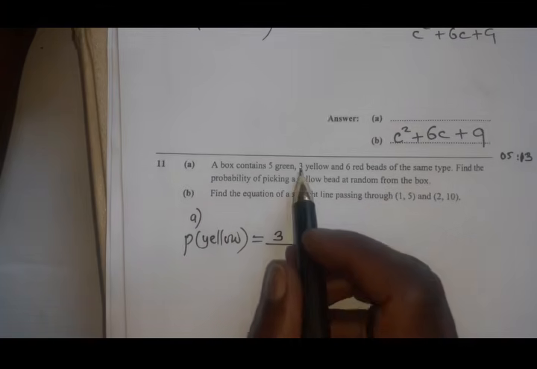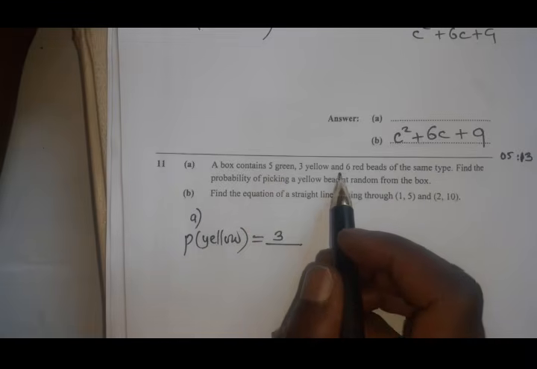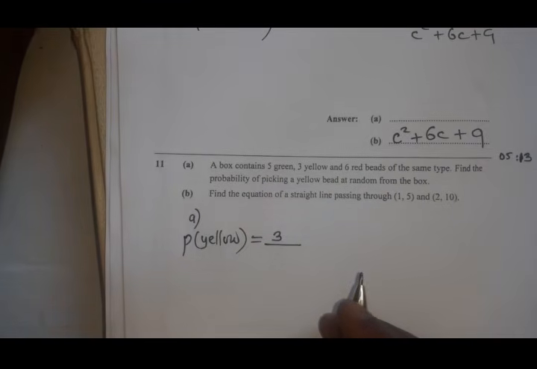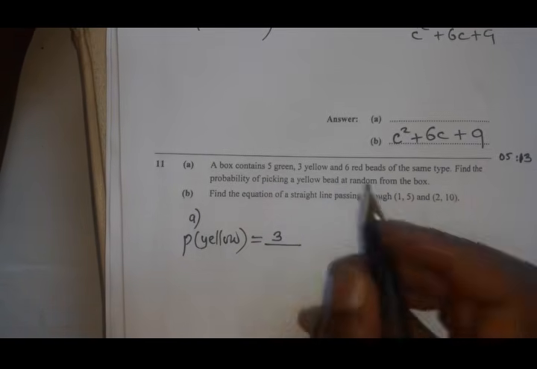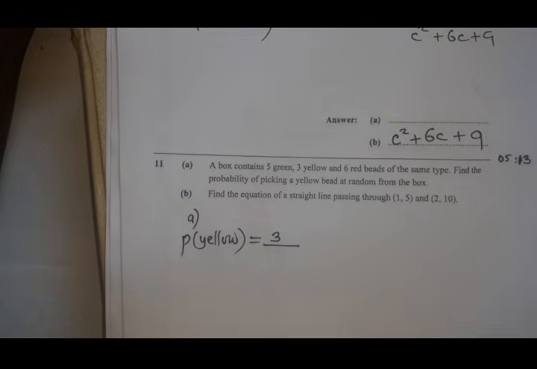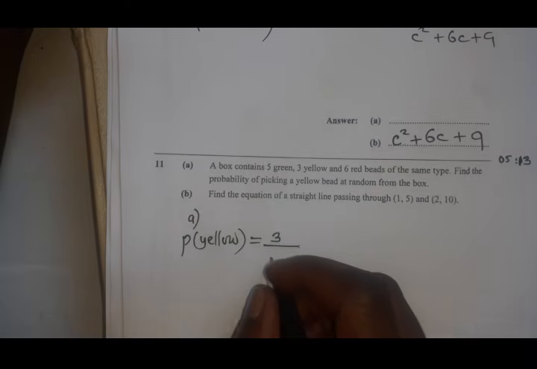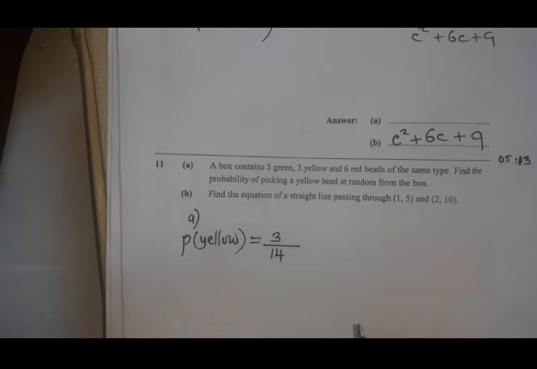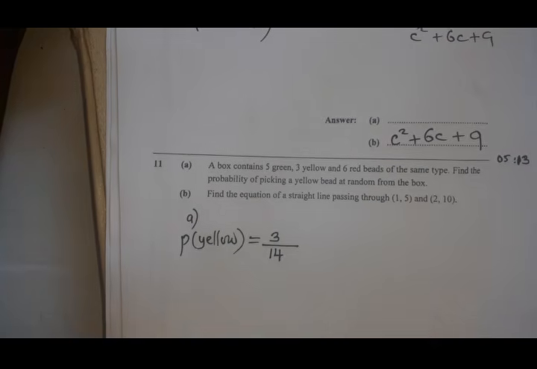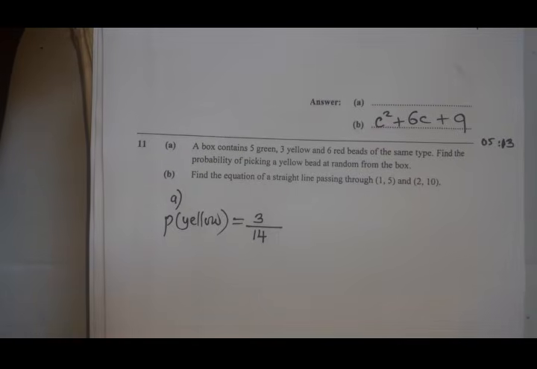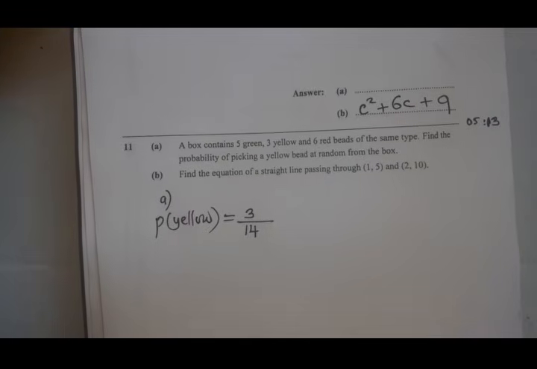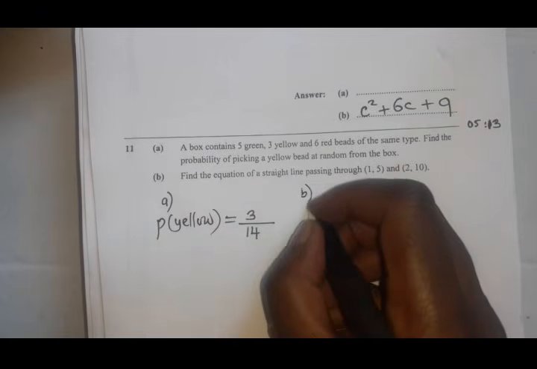So we have 5 plus 3 plus 6, and this is going to give us 14. So this is what is going to be our answer here. Then we go to B.